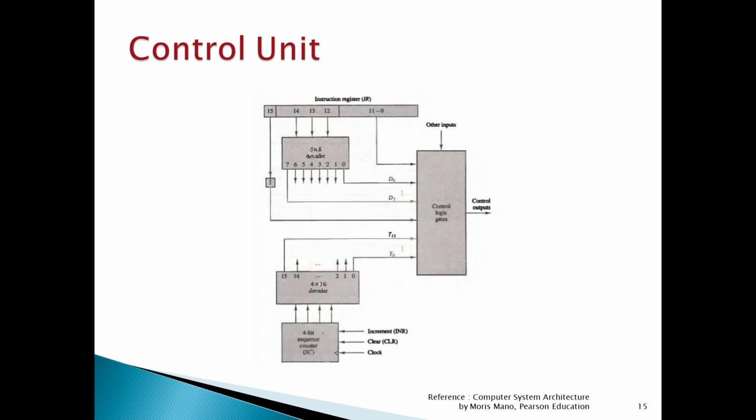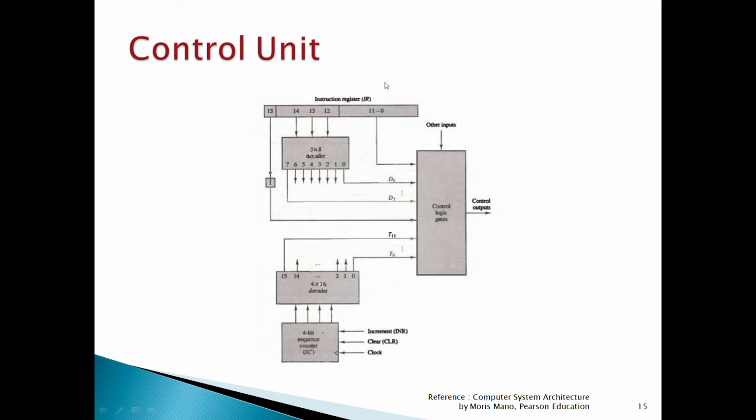Now see here, this is the structure of the timing and control unit of the basic computer. It consists of two decoders: a 3x8 decoder and a 4x16 decoder. There is a sequence counter which checks the sequence. A 4-bit sequence counter means it can count a 16-bit sequence, since 2 raised to the power 4 is 16. These are the control logic gates. Control outputs will be here and other inputs will come from here.